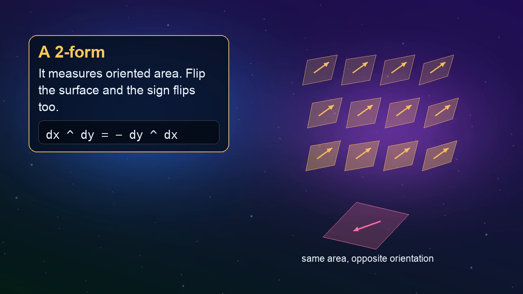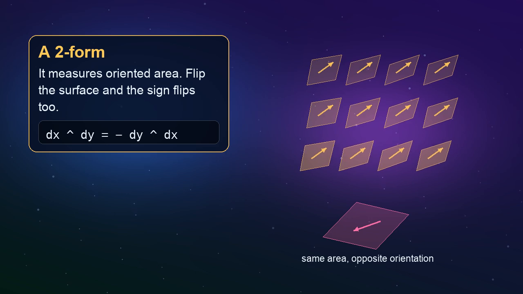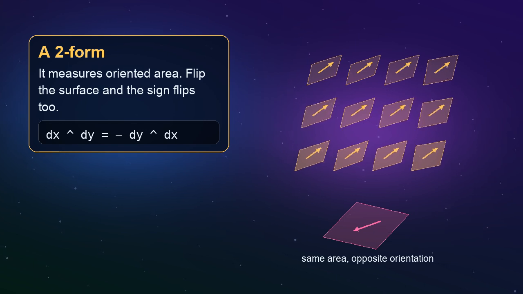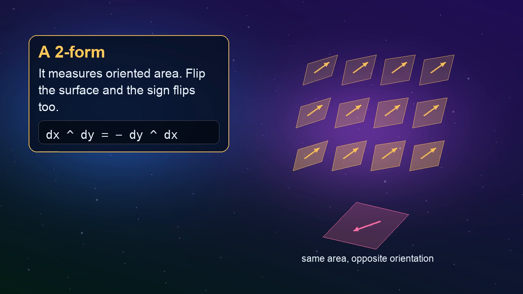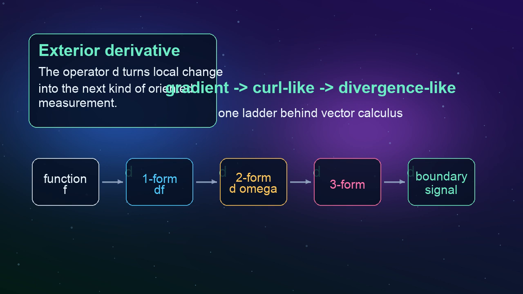They remember direction. A two form measures oriented area. If you flip the surface over, its sign flips too. In 3 dimensions, the wedge dx wedge dy acts like a tiny oriented tile in the xy-plane. The wedge product is the rule for combining directions, and swapping directions changes the sign. dx wedge dy equals minus dy wedge dx.